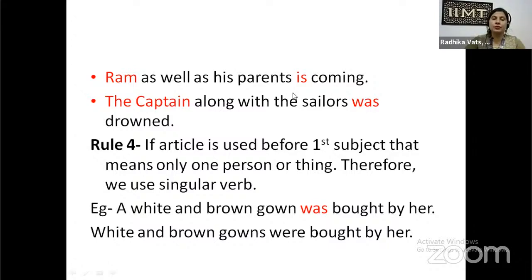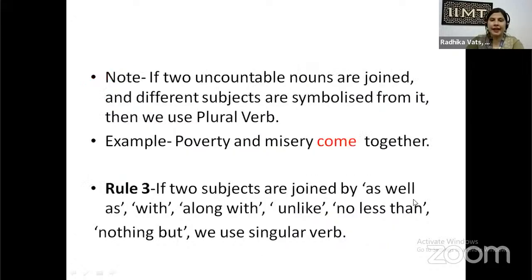Why did we use "is" here? Because it is mentioned that the first subject will matter here, and along with that, something is happening. So there is the phrase "as well as", and I told you that "as well as", rule number 3 says, if this word is there, then you have to use a singular verb.